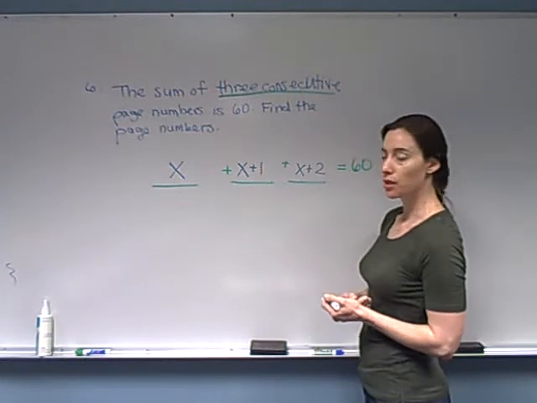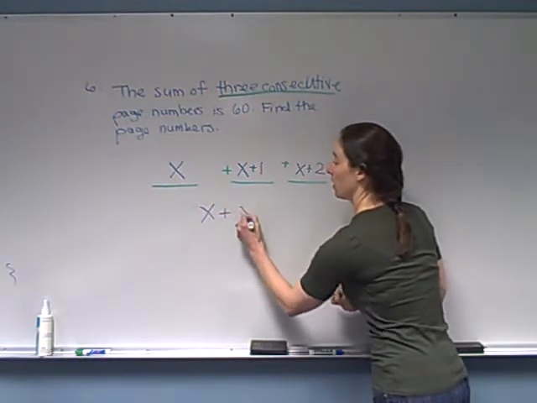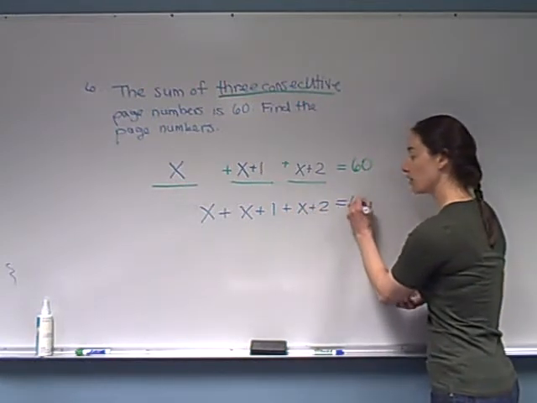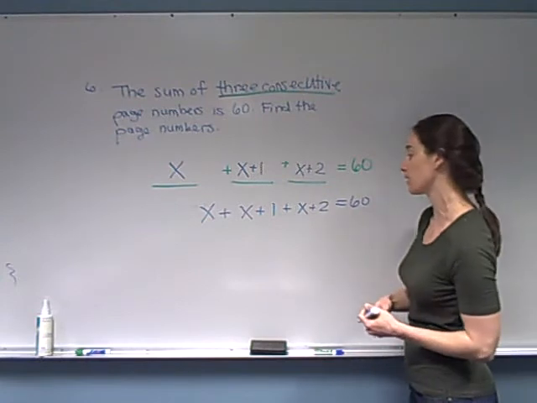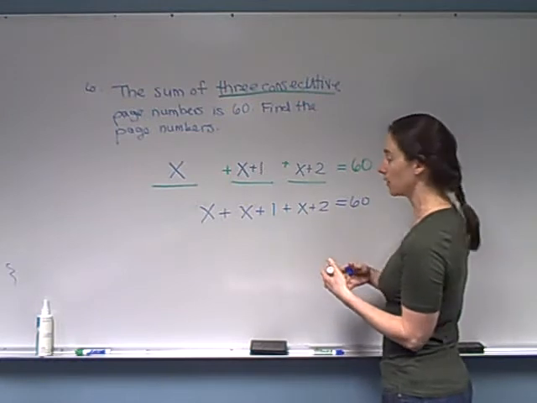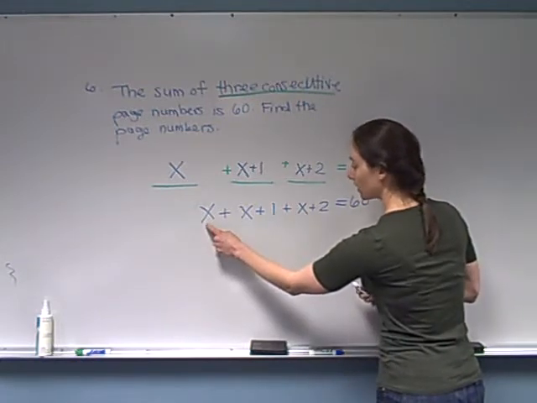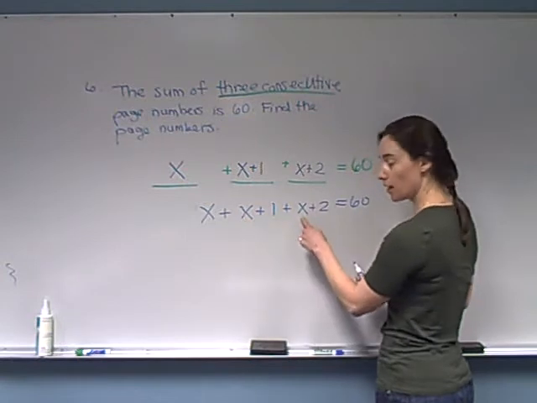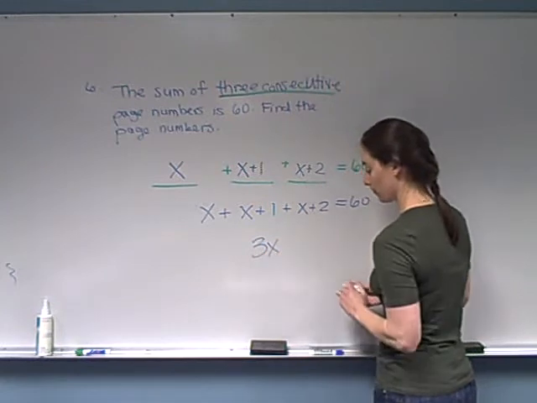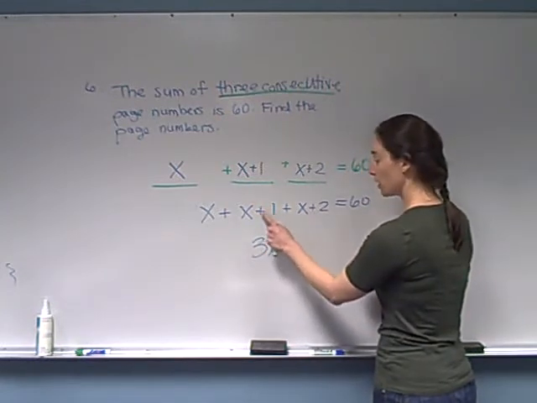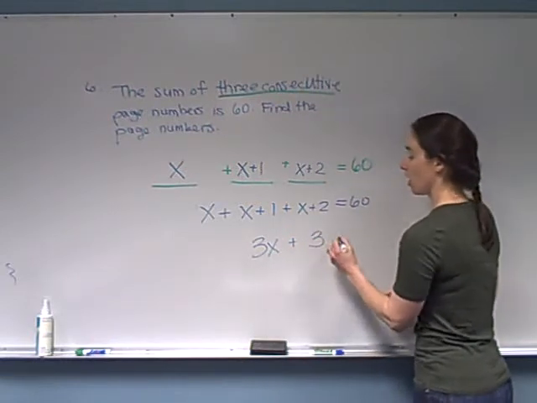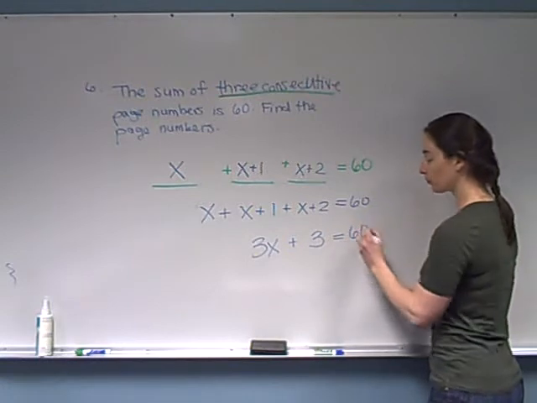Now I can just solve this equation as I would any other equation by simplifying the left-hand side and the right-hand side first, and then solving for x. On the left-hand side, I have some terms that can be combined and simplified. I have 1x here plus 1x here plus another x. That's going to combine to 3x altogether. And then a positive 1 plus 2 more, that's going to combine to plus 3. And that is equivalent to 60.